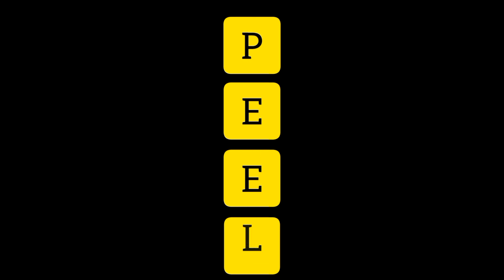First of all, what is Peel? P-E-E-L. Peel stands for point, evidence, explanation, and link. It's a way to organize your ideas so that each paragraph makes a strong argument and connects smoothly to the next. Let's break down what Peel is.